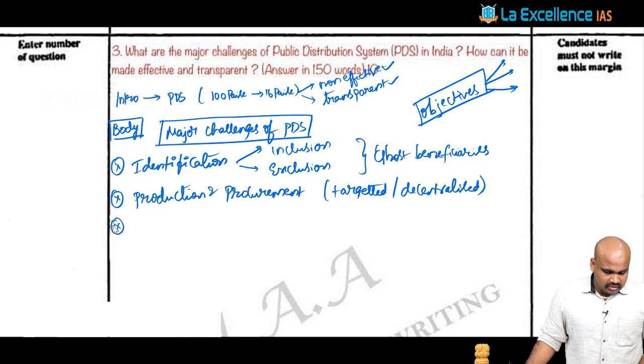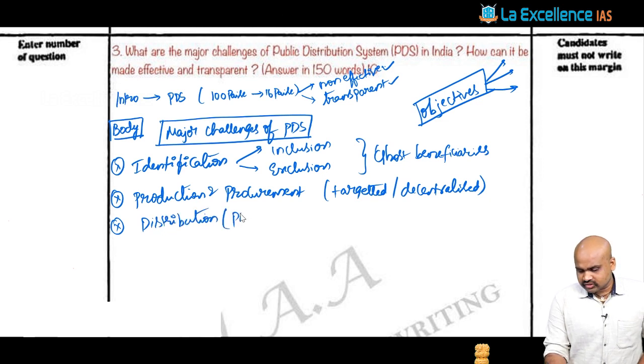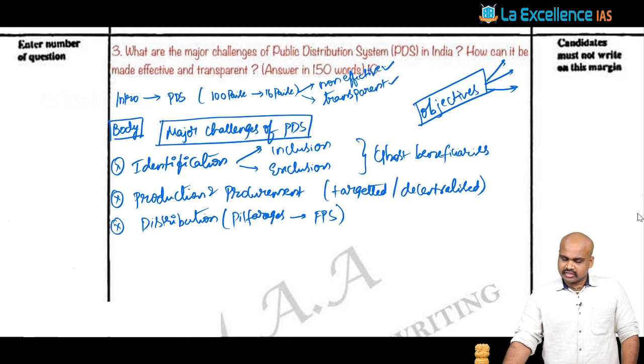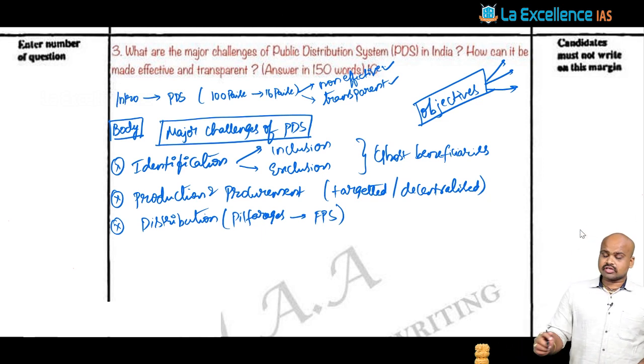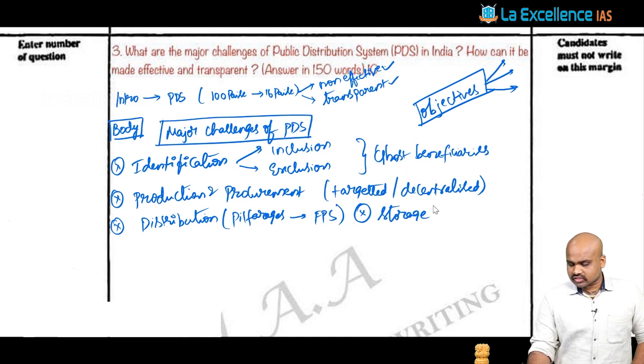And not only this, but also with respect to the distribution aspect. When you talk about the distribution aspect, there are the pilferages that are present with respect to the fair price shops. And when we have such pilferage with respect to fair price shops, again that is creating a major challenge in the context of the PDS system. And not only that, we also have an issue with respect to the storage of the procured grains, the storage system or the infrastructural bottlenecks.